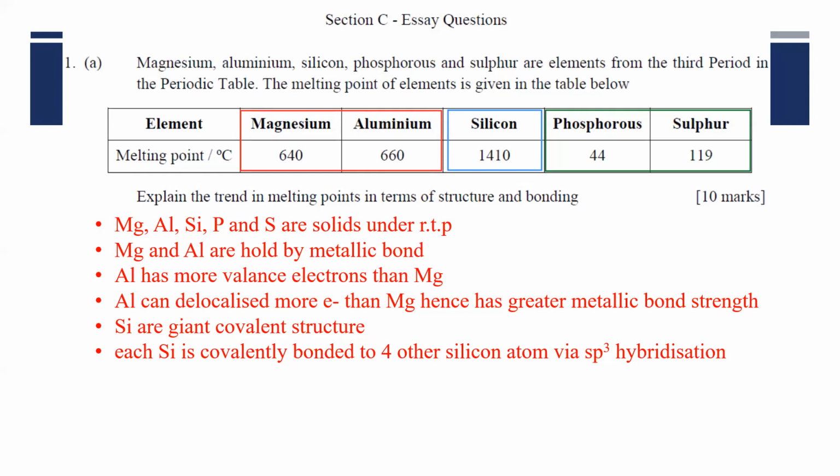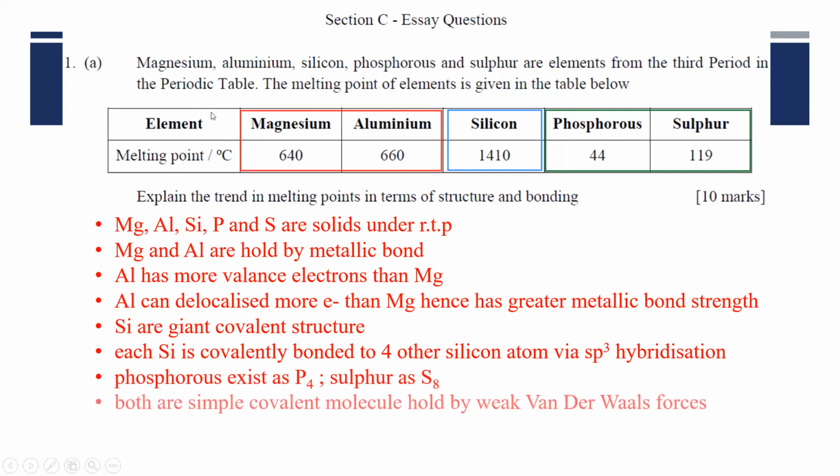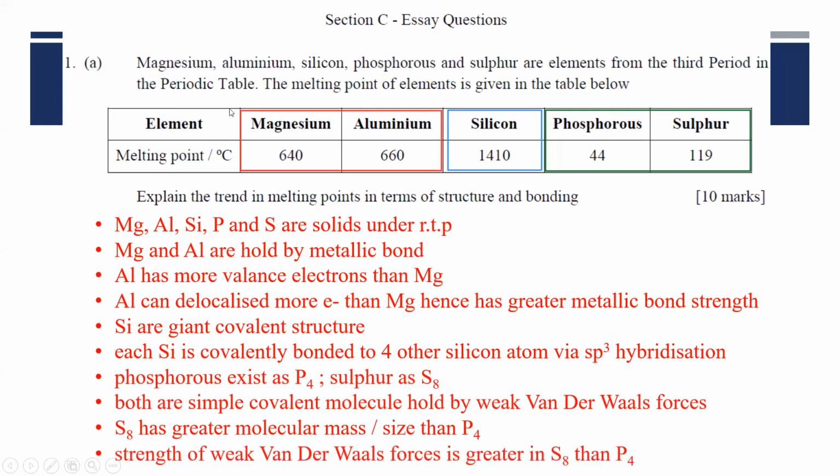Then for phosphorus and sulfur, you must mention the nature of their molecules. Phosphorus exists as P4, sulfur exists as S8. They are simple covalent molecules held by weak van der Waals forces. Since the molecular size, or molecular mass, of sulfur is greater than phosphorus, the strength of the van der Waals forces is greater compared to P4.